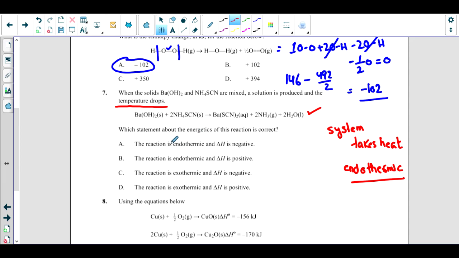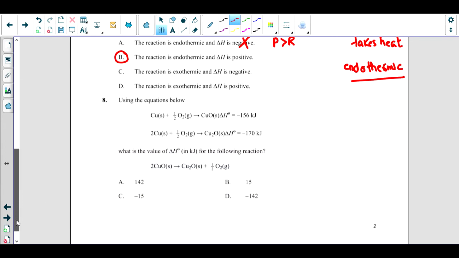This is endothermic, and delta H is negative. No, this is false. Why? Because in endothermic reactions, delta H is positive, because products have more enthalpy than the reactants. The reaction is endothermic and the delta H is positive. Yes, this is true. So the correct answer is B.